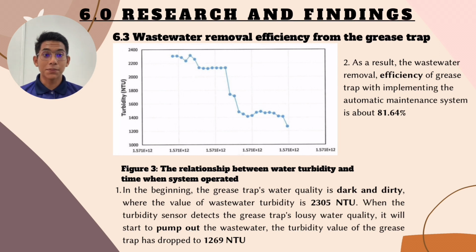So now for the third part of the research and findings, which is the wastewater removal efficiency from the grease trap. The graph shows the relationship between the water turbidity and time when the system operated. When the turbidity sensor detects poor quality of the water, it will start to pump out the wastewater, hence lowering the turbidity value. And as a result, with the implementation of the automatic maintenance system, the wastewater removal efficiency stands at 81.64%.